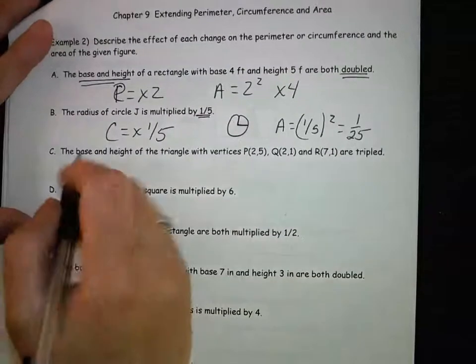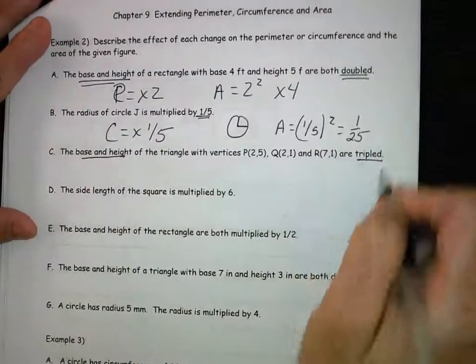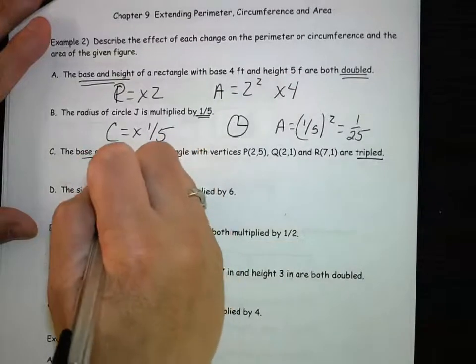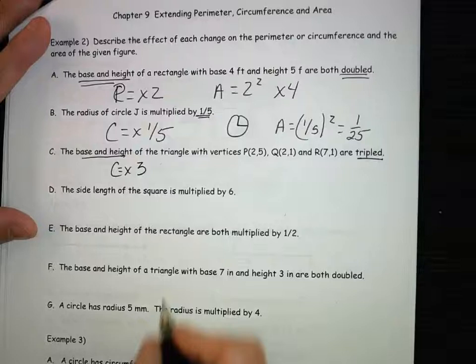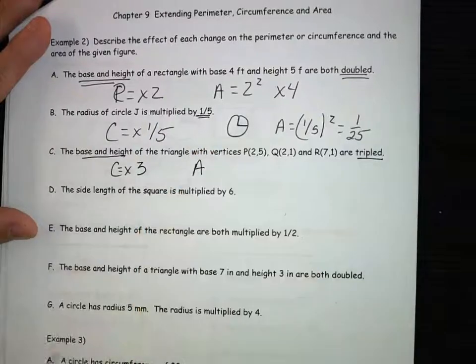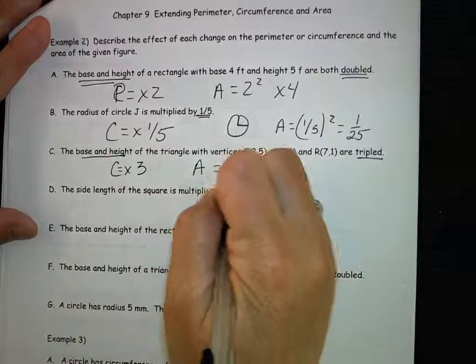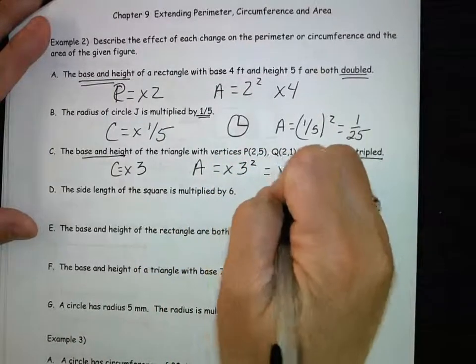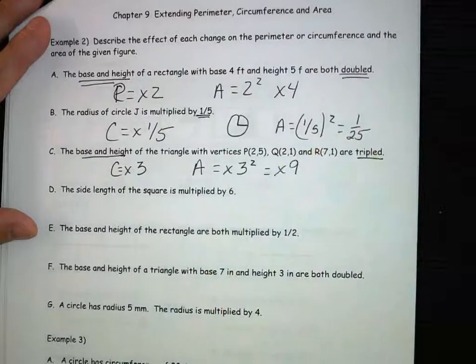Letter C, the base and height are tripled. The circumference will be multiplied by 3. But area, you've changed the base and you've changed the height. So your area will be times 3 squared, or times 9.